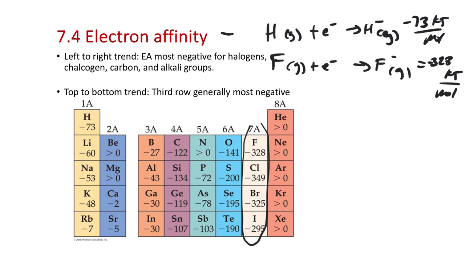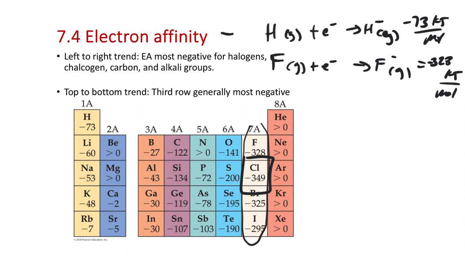In fact, it's kind of interesting. If you go to chlorine, chlorine is a little bit bigger, so we're putting that next electron in a bigger subshell, but chlorine has a higher effective charge. The higher effective charge here wins out. Chlorine has a more negative electron affinity than fluorine.